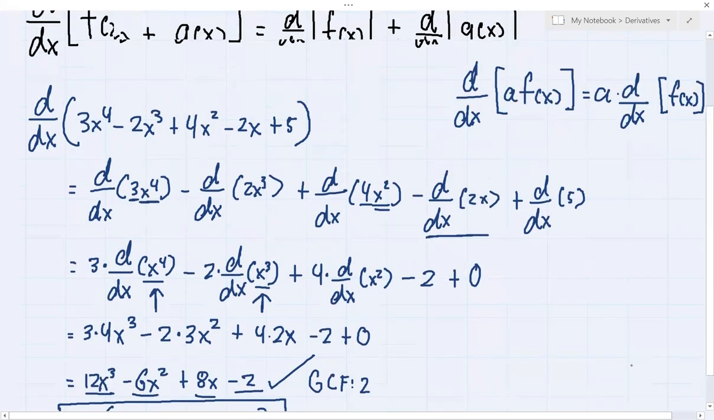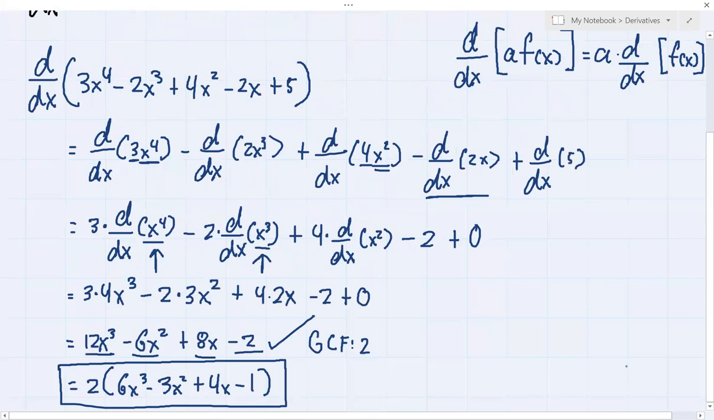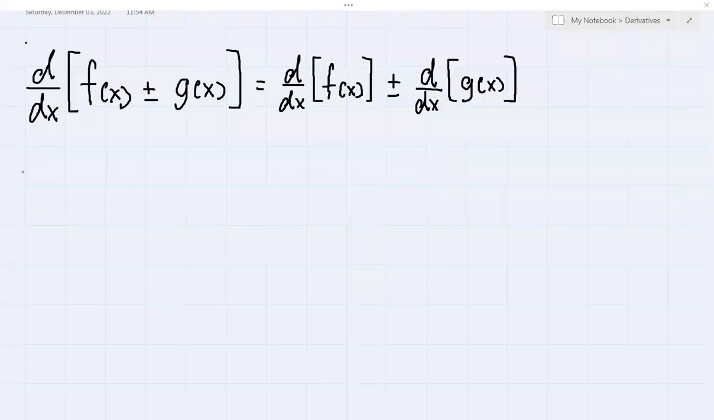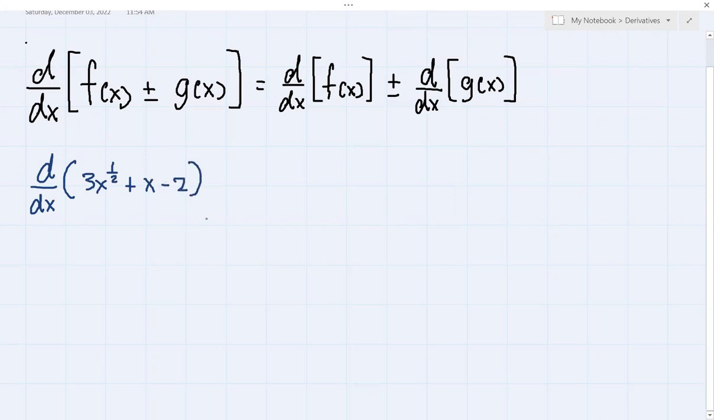O, diba? So you see, it's just basically easy. Diba? So let's try something a bit challenging. All right? So we have the derivative of 3x raised to 1/2 plus x minus 2. Okay? So meron tayong exponent na naka-fraction. So that's a bit challenging. Okay? Parang medyo madali pa to. Medyo lang. Okay? So what to do?